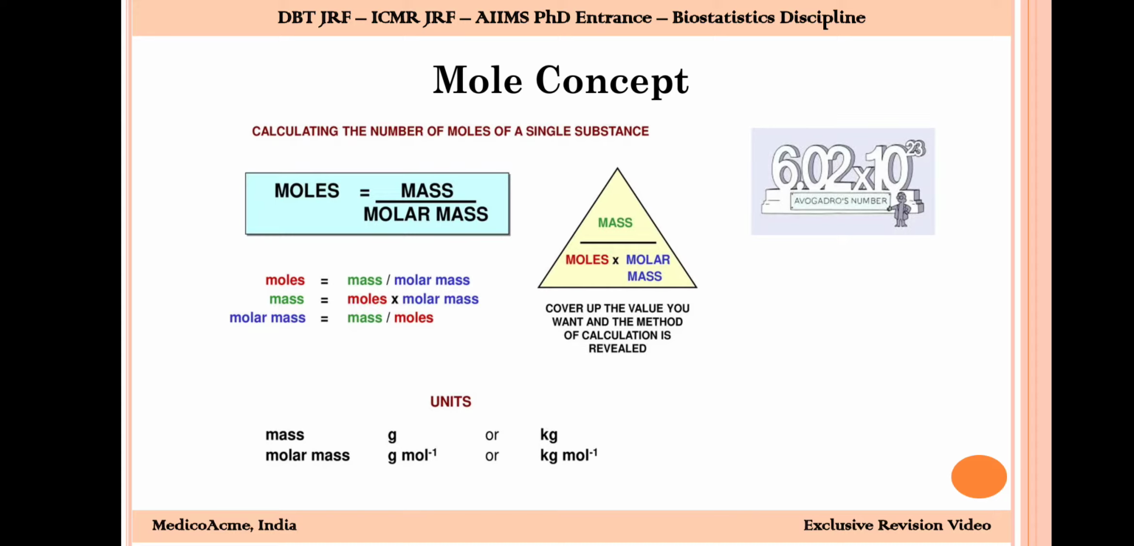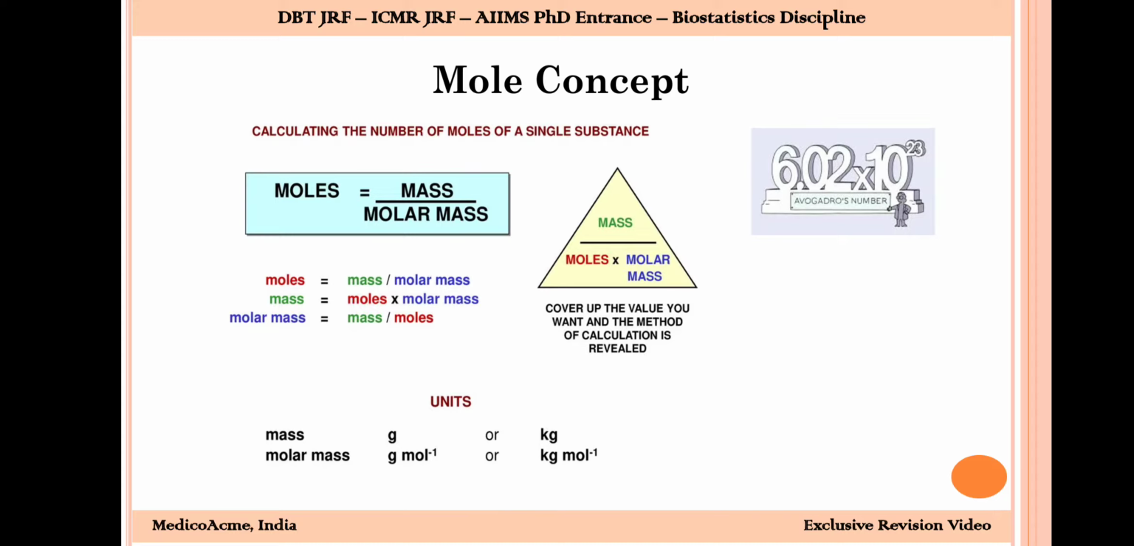So what happens, suppose any atom is there, the molar mass of that atom is equal to its value in gram. Suppose sodium has 23 gram. So 23 gram of sodium has 6.02 into 10 to the power 23 atoms. So in this way you can calculate these things.